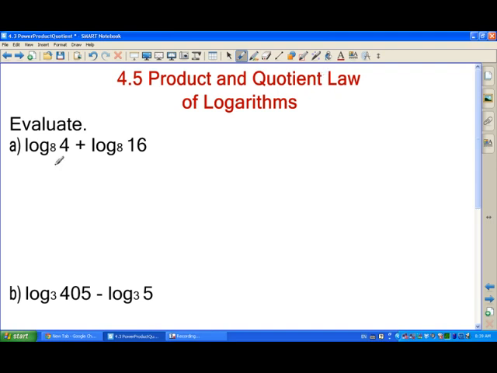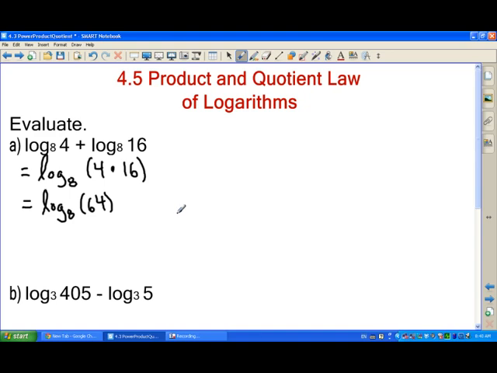I have the logarithm of 4 base 8 plus the logarithm of 16 base 8. We can use the product law to combine these two logarithms into one by multiplying 4 and 16. So 4 times 16 is 64.